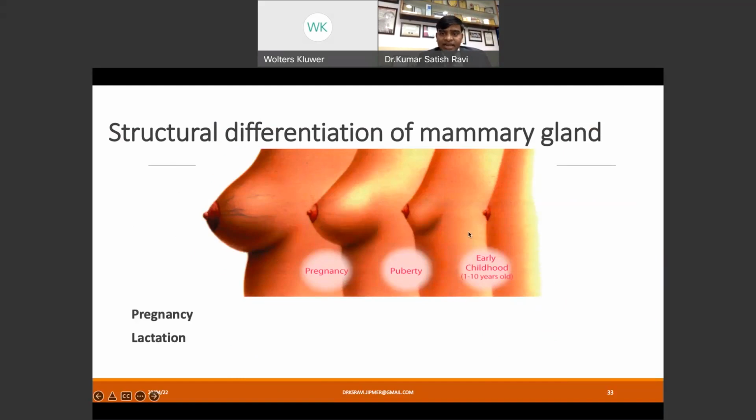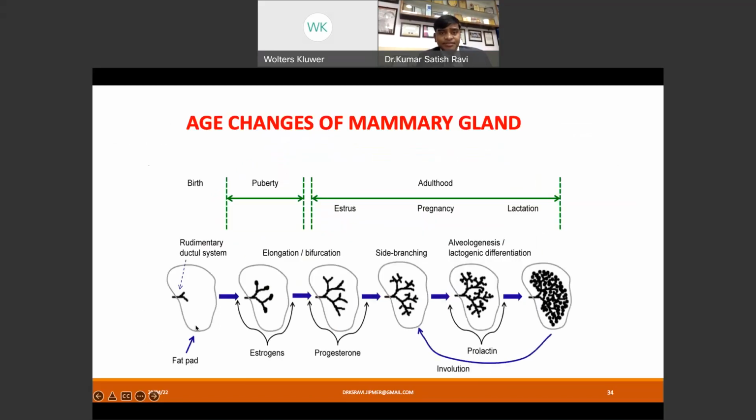This was early childhood, that is between 1 to 10 years of age. Over here you can see the breast during puberty, and this you can see over here during pregnancy and the lactation period. So these are the structural differentiations of the breast you can appreciate.